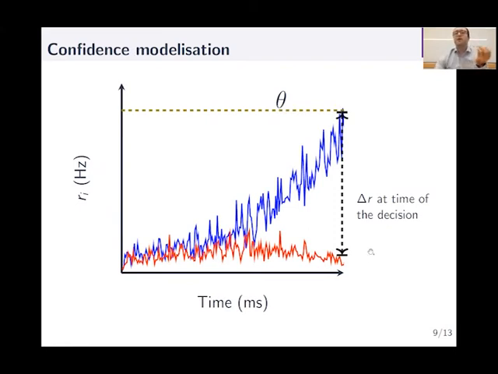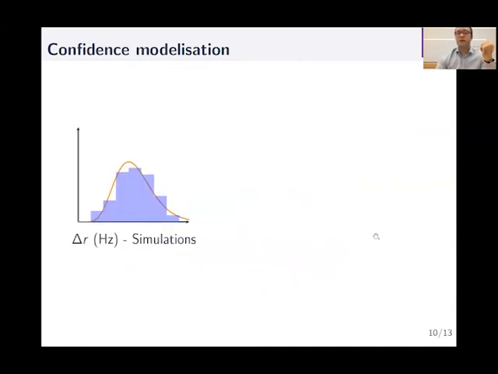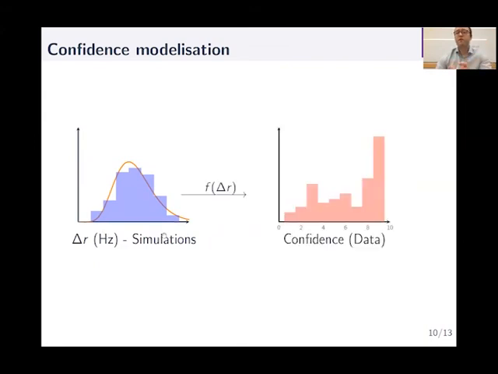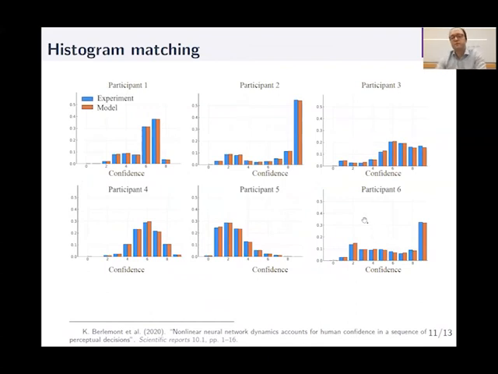So if I make this hypothesis, then what I want to do is, starting from my histogram of delta R for all my simulations, find the function f that maps this histogram onto the reported confidence histogram, which comes from the experimental data. For example, this function f can be obtained using a histogram matching procedure. And if I do so, I obtain the following thing.